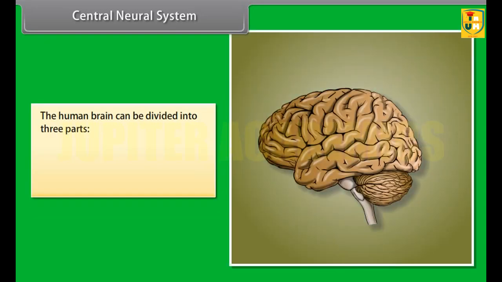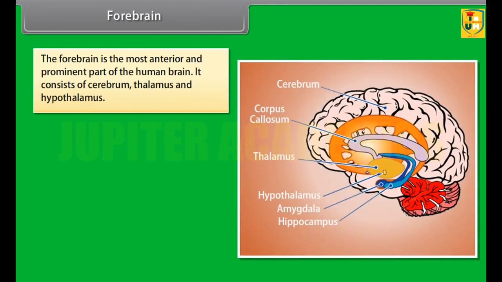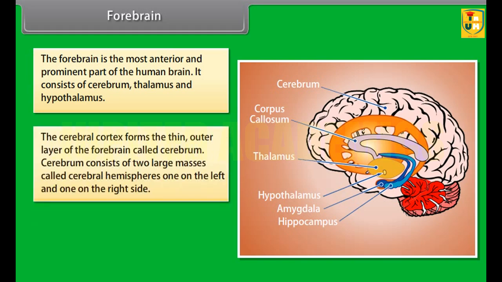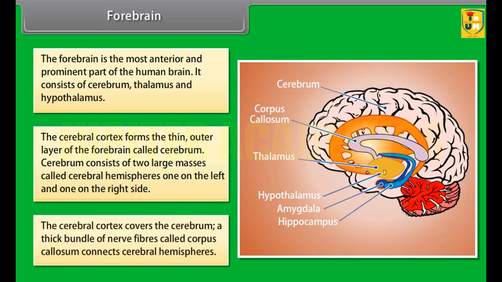The human brain can be divided into three parts: forebrain, midbrain, and hindbrain. Forebrain. The forebrain is the most anterior and prominent part of the human brain. It consists of cerebrum, thalamus, and hypothalamus. The cerebral cortex forms the thin outer layer of the forebrain called cerebrum. Cerebrum consists of two large masses called cerebral hemispheres, one on the left and one on the right side. The cerebral cortex covers the cerebrum. A thick bundle of nerve fibers called corpus callosum connects the cerebral hemispheres.